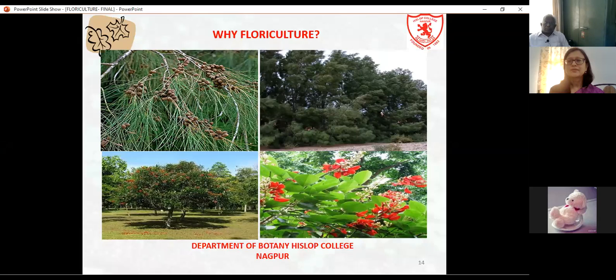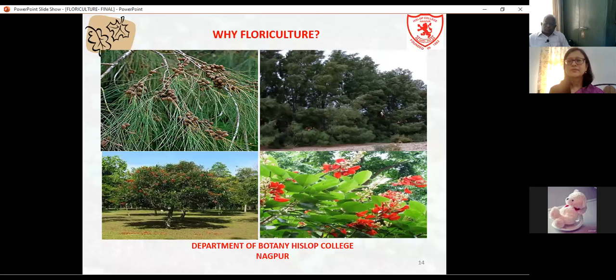So why floriculture? Why should we be thinking about floriculture? Now, as we have seen, floriculture in various forms has been an integral part of our society. This is absolutely clear, but it is very sad that the true potential of floriculture has not been fully understood, neither has it been exploited, nor has it received the priority it deserves. And more so for a country like ours.